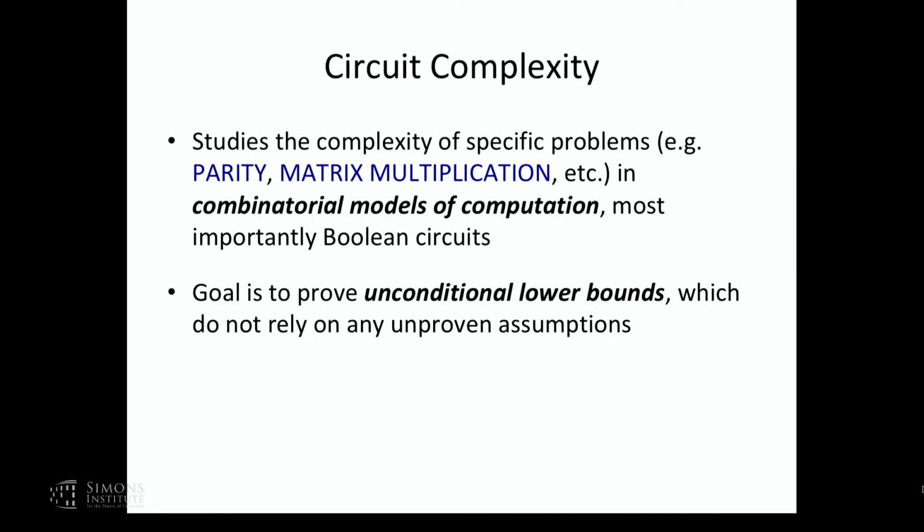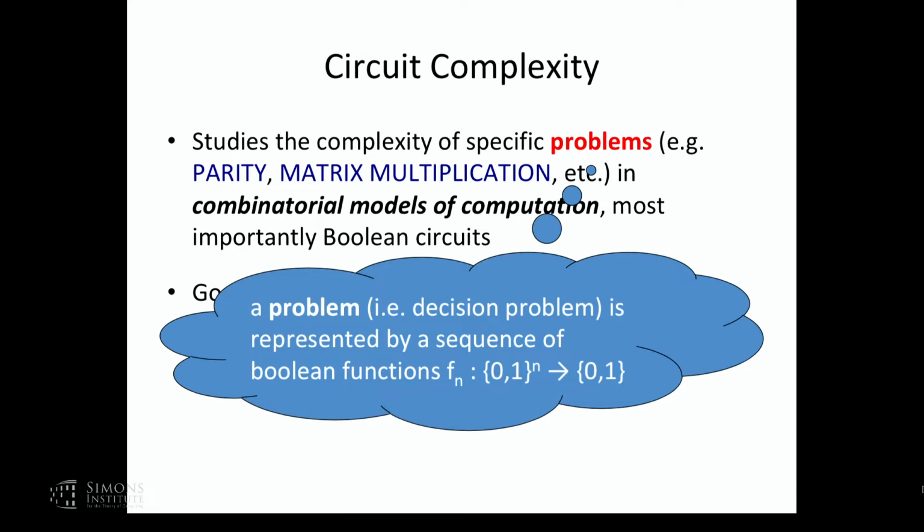Okay, so let's start with some background on circuit complexity. I'll go fairly quickly through this since I assume everyone here is already familiar. In circuit complexity, we study the complexity of specific problems, such as parity or matrix multiplication, in combinatorial models of computation, and perhaps most importantly, Boolean circuits. The goal is to prove unconditional lower bounds, so lower bounds which don't rely on any unproven assumptions. Throughout this talk, whenever I say problem, I'm referring to a decision problem, but we'll regard problems as being represented by a sequence of Boolean functions, which encode the problem on instances of size n.